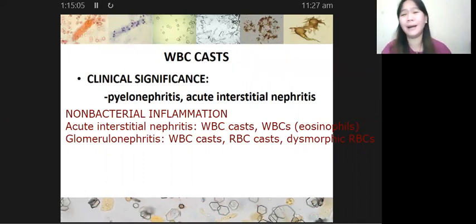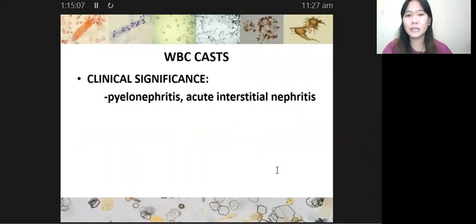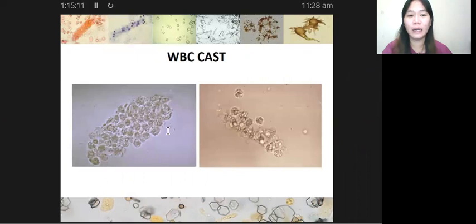Alright, I think, ang haba na naman, besh. So, another na naman ite. Okay, so ganito po ang itsura ng ating WBC cast under the microscope. Alright, so makikita mo dyan yung ating mga cells. Okay, WBCs. So makikita mo yung granular characteristic ng ating WBCs.